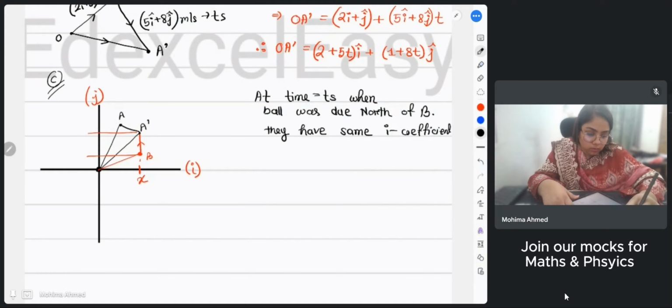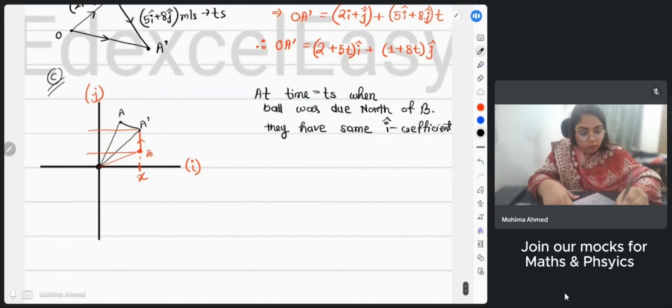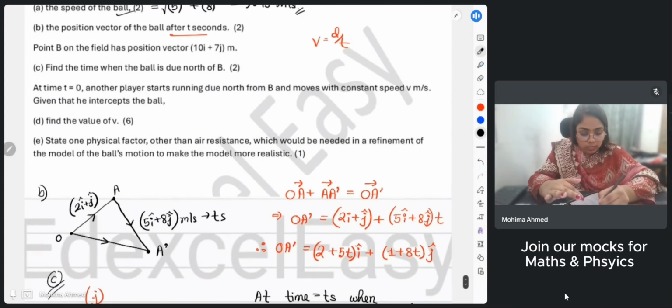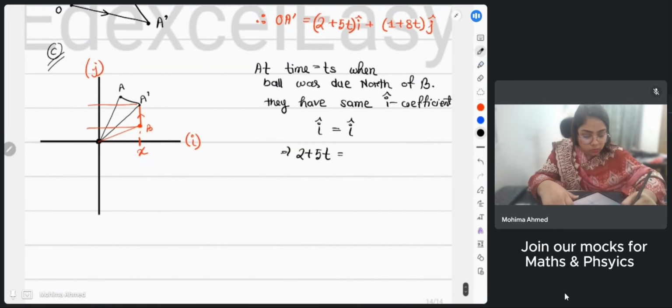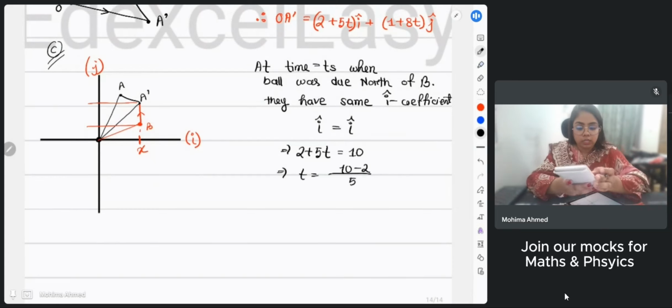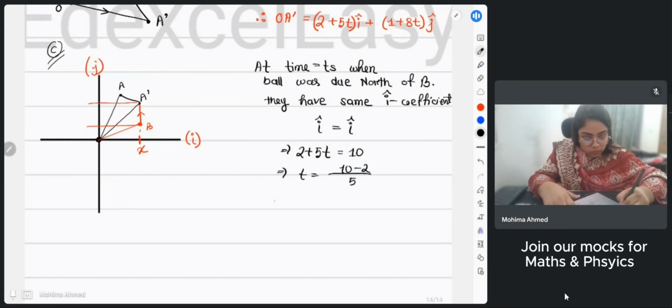Okay, so in that case, for OA prime, the i coefficient was 2 plus 5t, right? I can write that 2 plus 5t will be equal to the i coefficient of point B, which was 10. So 5t equals 10, which gives t equals 10 minus 2 over 5, that is 8 over 5, which is 1.6. That means at time t equals 1.6, the ball was exactly due north of B. Right? This is the time.